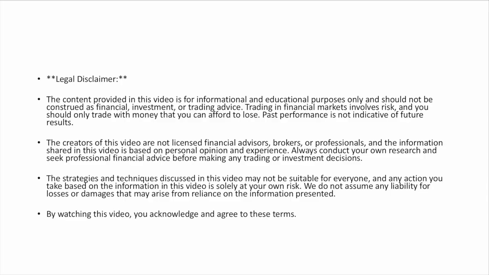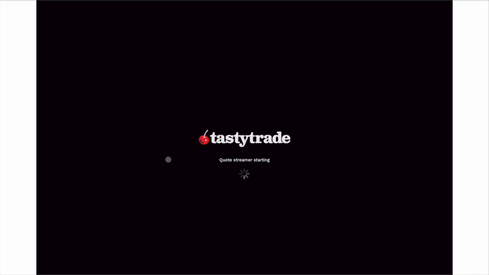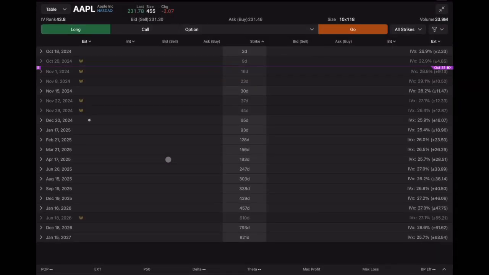In this video, we're going to break down what a call option is and how it works in options trading. So, what exactly is a call option? A call option is a financial contract that gives the buyer the right, but not the obligation, to buy a specific stock at a certain price, known as the strike price, before a specified date, known as the expiration date.